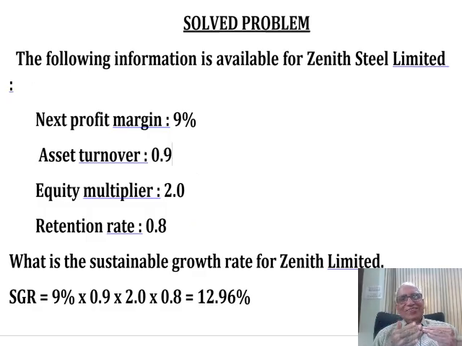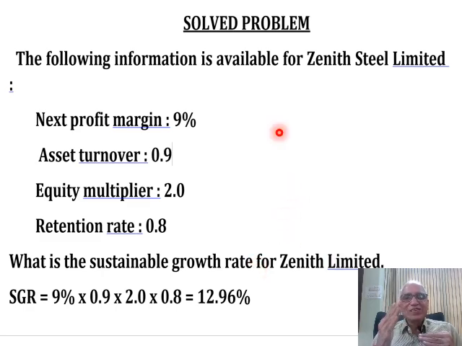Here is yet another solved problem. The following information is available for Zenith Steel Limited. Net profit margin 9%, asset turnover 0.9, equity multiplier 2, retention ratio or plowback ratio 0.8. What is the sustainable growth rate for Zenith Limited?